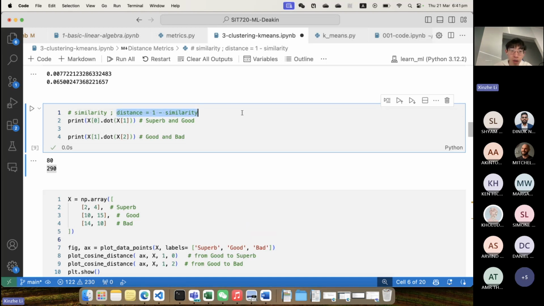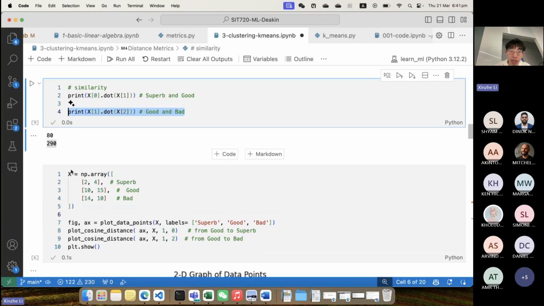That's enough. So I just get rid of this. So, okay, you can say it's not reasonable, right? The good and bad have a larger similarity. Nope, it shouldn't be the case.